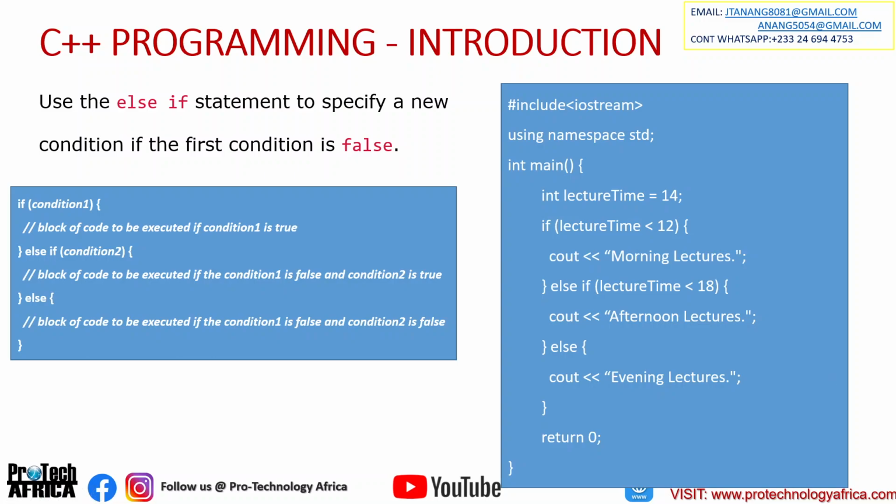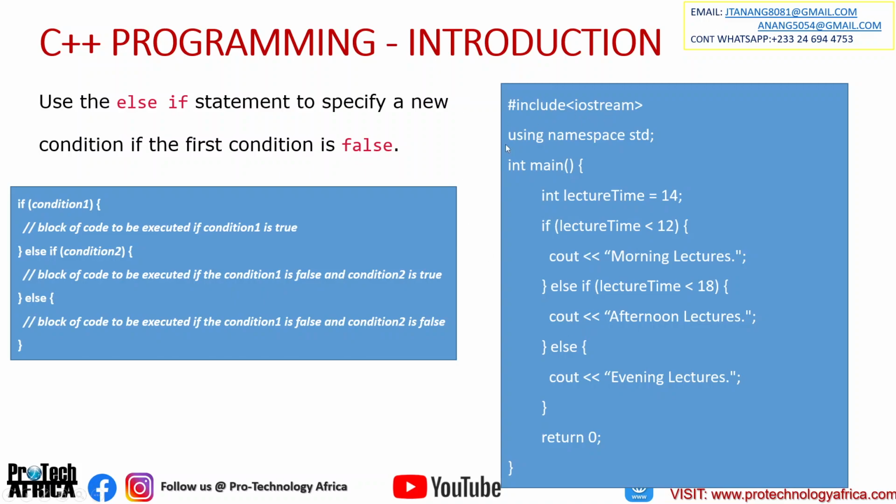And then we also have the else if statement, used to specify a new condition if the first condition is false. So let's look at the syntax over here. If condition 1, block of code to be executed if condition 1 is true. Else if condition 2, block of code to be executed if condition 1 is false and condition 2 is true. Else, block of code to be executed if condition 1 is false and condition 2 is false. So that explains that.